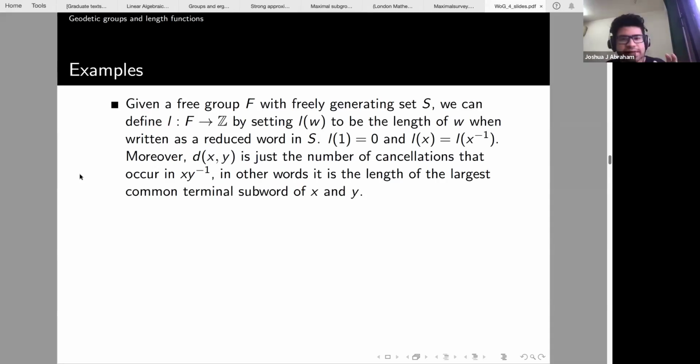So essentially this is the largest suffix that they share. Yeah, the largest terminal subword of x and y essentially. So those are all the cancellations that occur in x, y inverse.